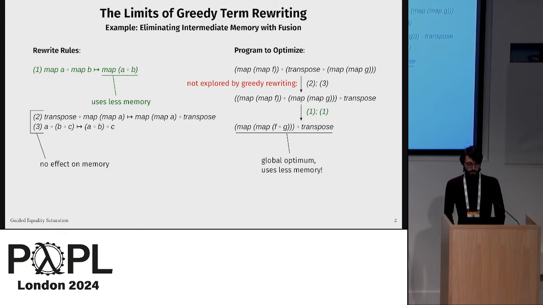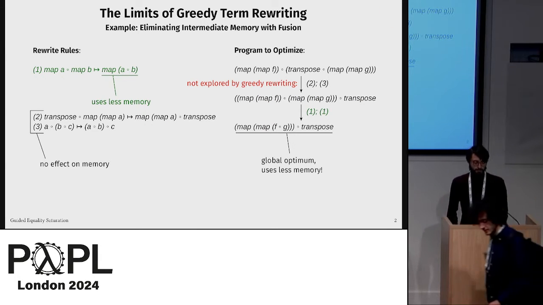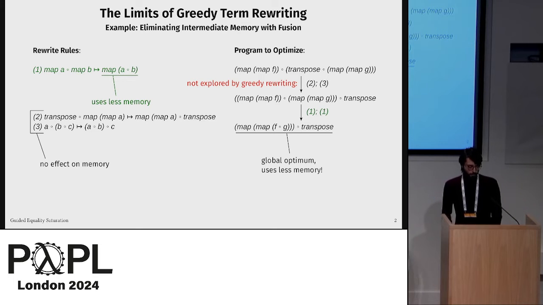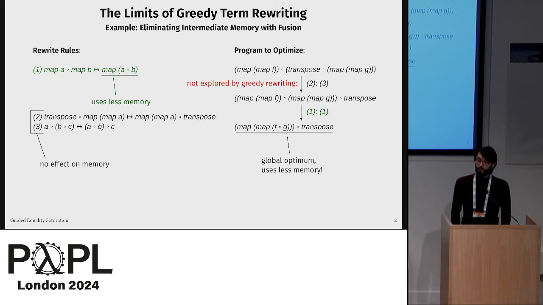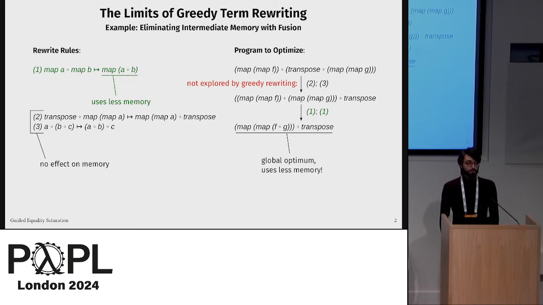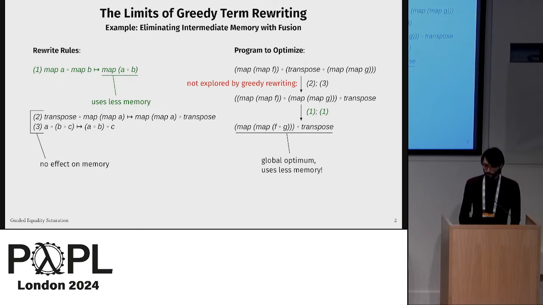But we can do something about it. We can add 2 more rewrite rules, so rewrite rules 2 and 3. And even though they have no effect on memory, they still allow us to reduce memory usage because they enable applying the first rule after applying them. So on the right, you can see that rules 2 and 3 are applied, and then that allows us to apply the first rule twice.